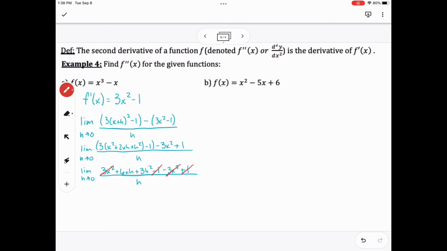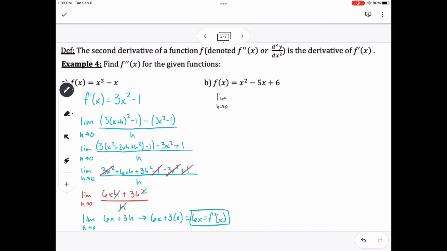Looks like we get some 1s and some 3x squareds to cancel out. And then I'm able to reduce everything by a value of h. That leaves me with 6x plus 3h. And then I can plug in 0 for h so that I can find the derivative, which is 6x. So the second derivative would be 6x for this problem.